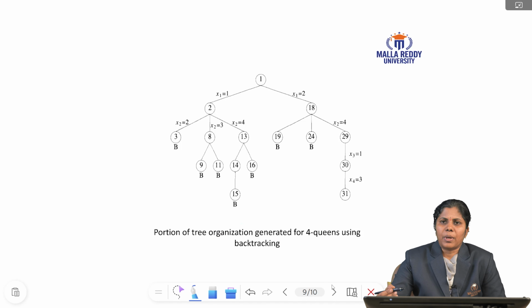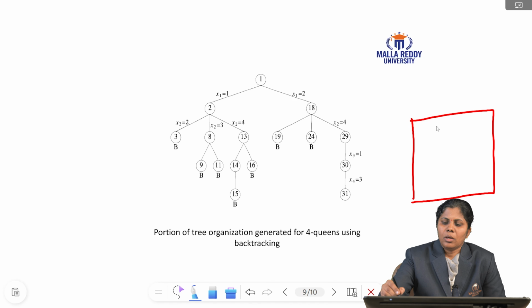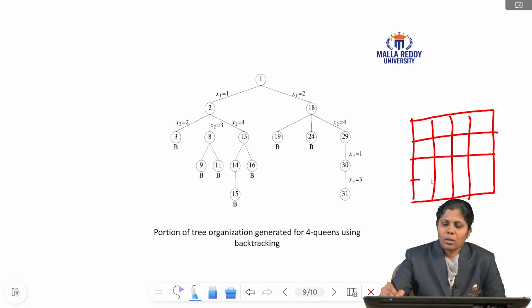So here, this is a partial tree organization generated for the 4 queens problem using backtracking. How have we obtained this portion of backtracking? Initially, we have a 4x4 chessboard, where we first place the first queen. If we place the first queen in the first column, where x1 is equal to 1, this is the first path to be explored, and we try to find whether a solution is obtained.